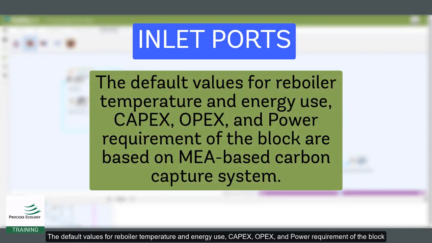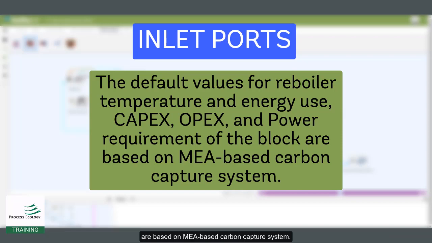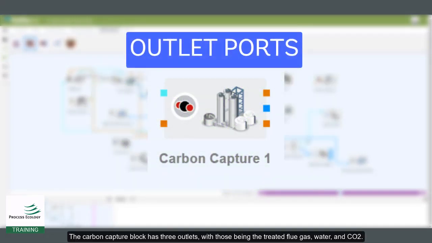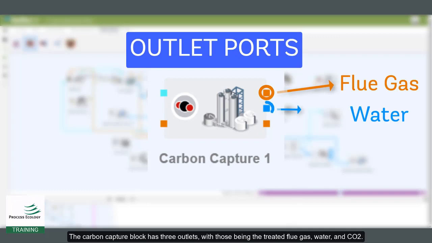The default values for reboiler temperature and energy use, CapEx, OpEx, and power requirement of the block are based on MEA-based carbon capture system. The carbon capture block has three outlets, with those being the treated flue gas, water, and CO2.